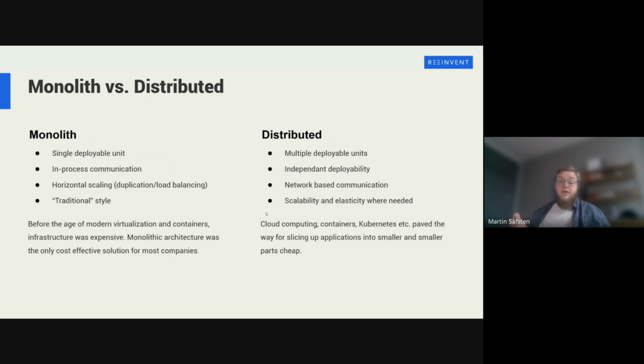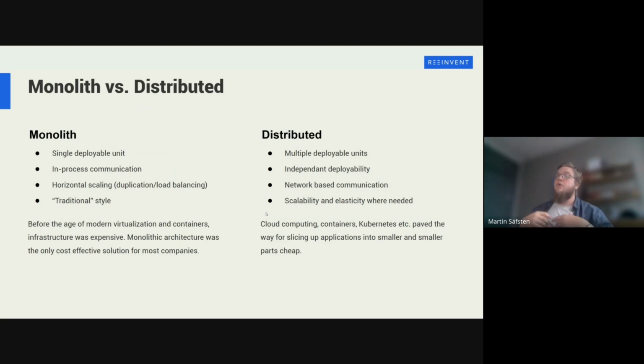Any communication within the monolith is in process, which means that the different layers talk to each other with probably normal function calls, method calls, not a lot of network communication within the monolith. Could be integrations, of course, but that's the details. But the general idea is that you have in-process communication within the monolith.